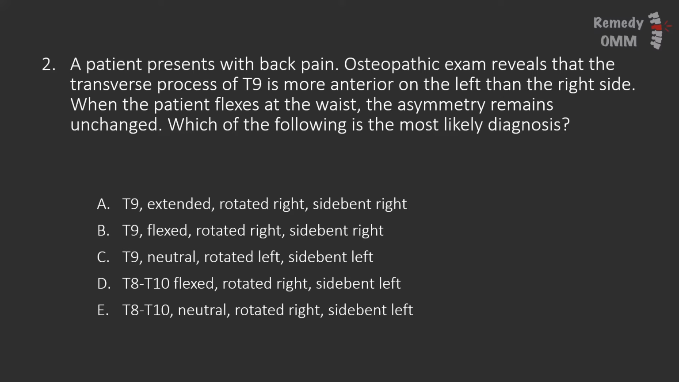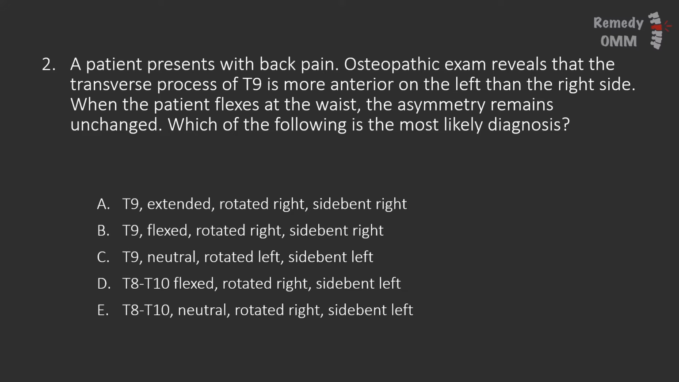Question 2. A patient presents with back pain. Osteopathic exam reveals that the transverse process of T9 is more anterior on the left than the right side. When the patient flexes at the waist, the asymmetry remains unchanged. Which of the following is the most likely diagnosis? And here's our answer choices.